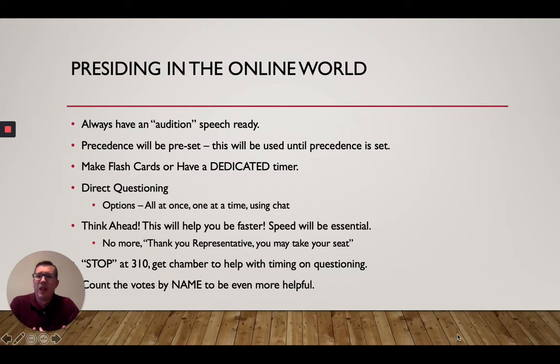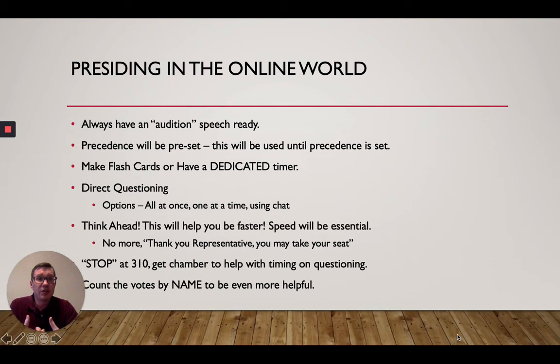There are likely things that I'm forgetting about presiding that you need to know. I apologize, and if I do, I will send out an addendum. But those are all the major things I can think of: be fast, be efficient, have your time cards ready, always have that speech, make sure you know it's direct questioning, and still watch for prefacing.